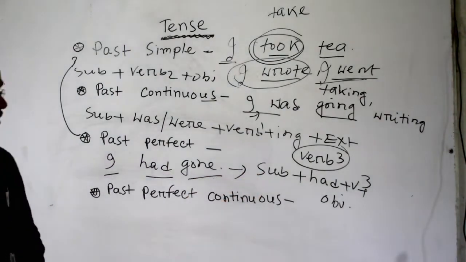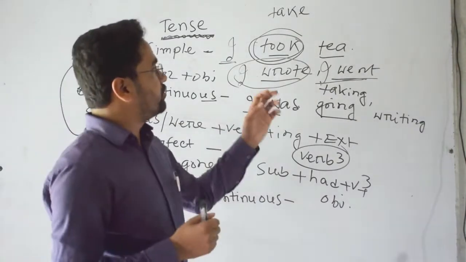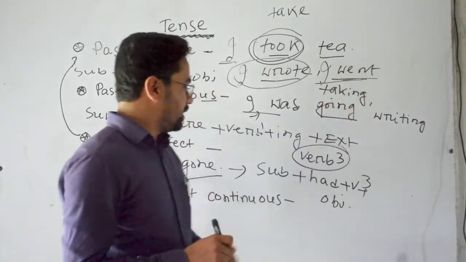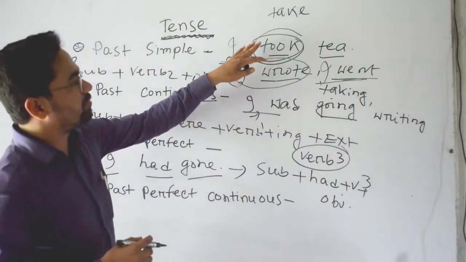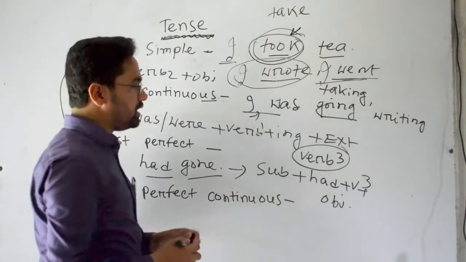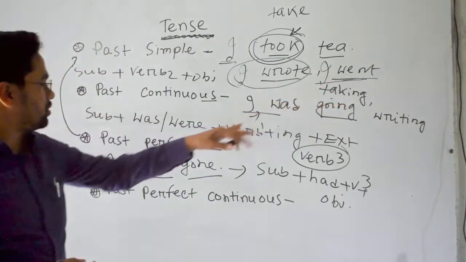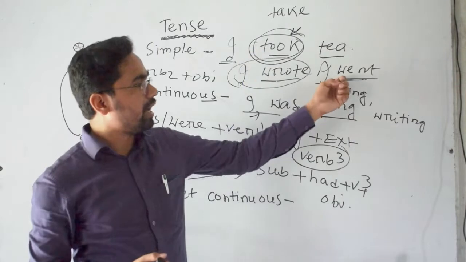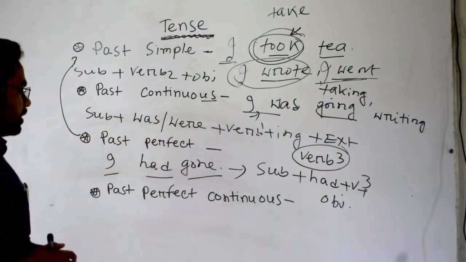In the past perfect tense, if you want to make other examples using the verbs took, wrote, and went, make the examples using the verbs I have written on the board. Took will become taken in this tense. Went will become gone in this tense. I mean, I had taken and I had gone.